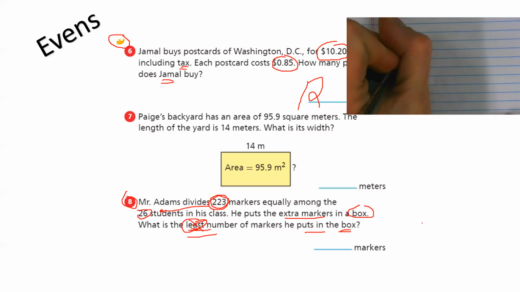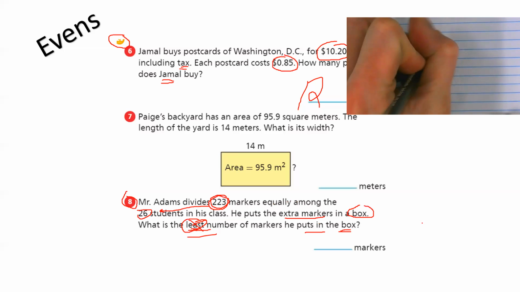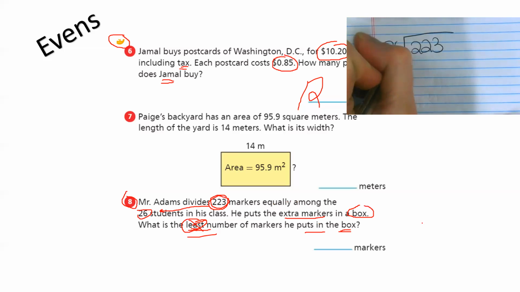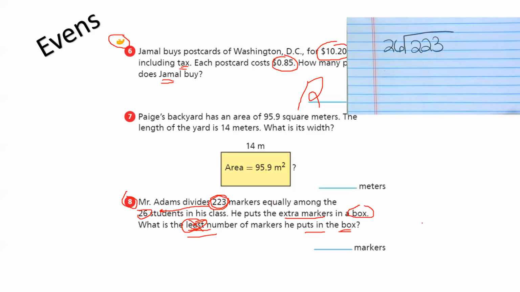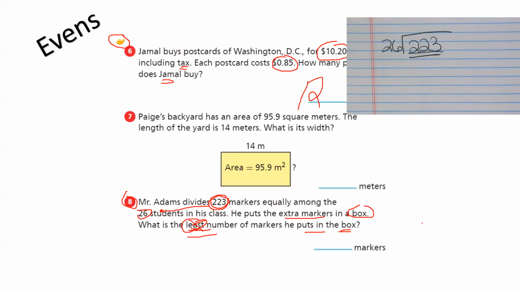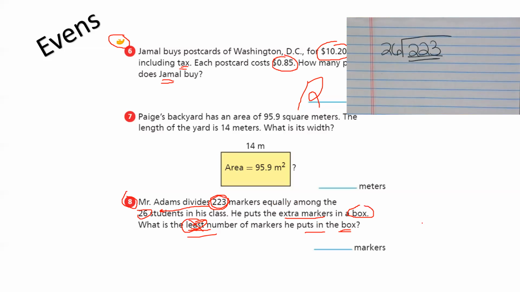223 divided by 26. First thing it's going to go into is the whole thing. 26 times 10 is 260. Too big. What about 9? I think that might still be too big, but there's only one way to find out.